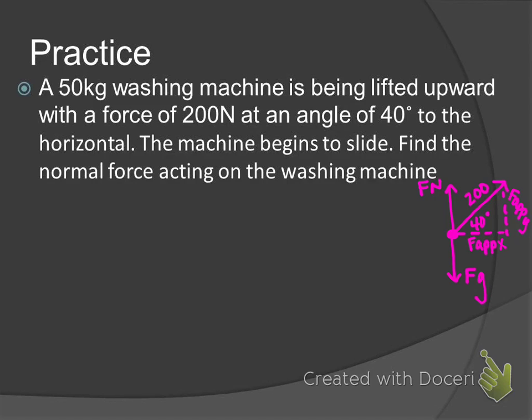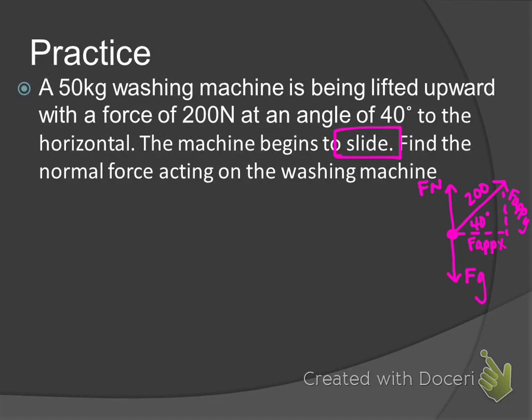Okay, so now let's start thinking about this in terms of what forces we need to solve for. It tells us that the machine begins to slide. So does that tell us it's accelerating vertically or horizontally? Can we imagine what's going on here? I've got my little rope, I'm trying to pull my washing machine, I'm pulling at an angle, but it just starts to slide this way.